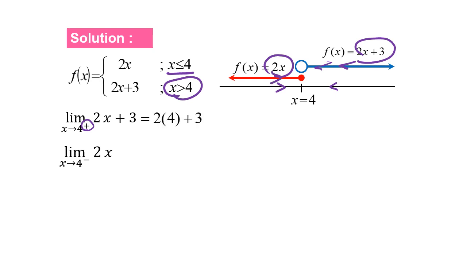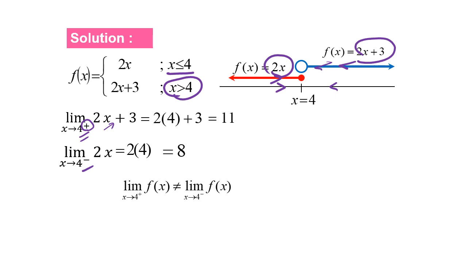So to find the limits, we just substitute the value of 4 into the function. So 2 multiplied by 4 plus 3, which is equal to 11. And then from the left side, we have 2 multiplied by 4, which is equal to 8. So are the limits from the left side and the right side equal? No, they are not equal to each other. So does the limit exist? No, it does not exist. Okay, so we don't have a limit of f(x) when x approaches 4 for this function.